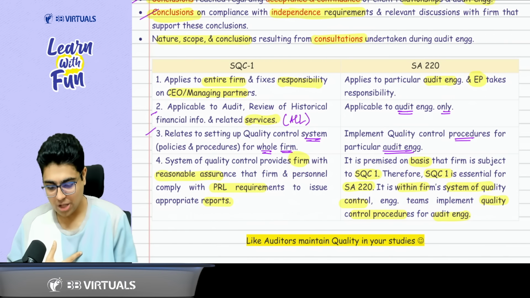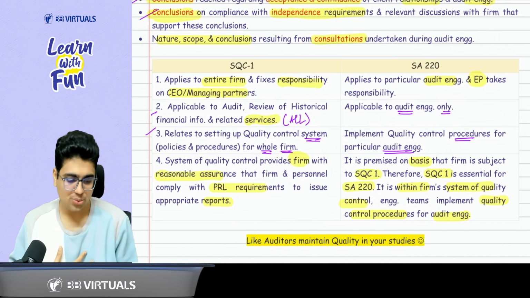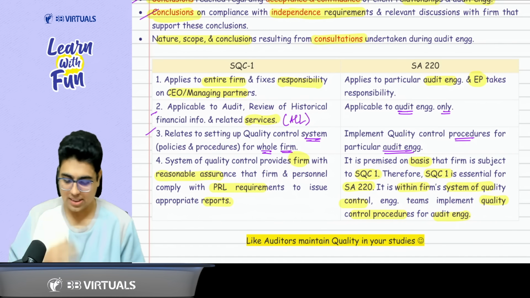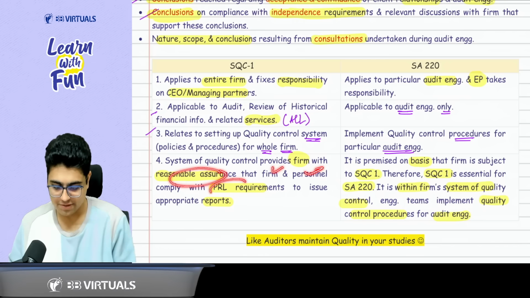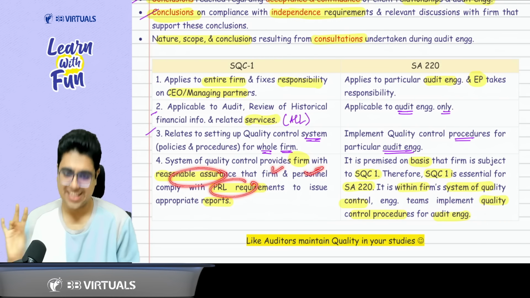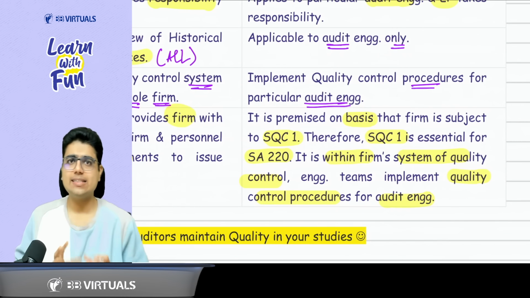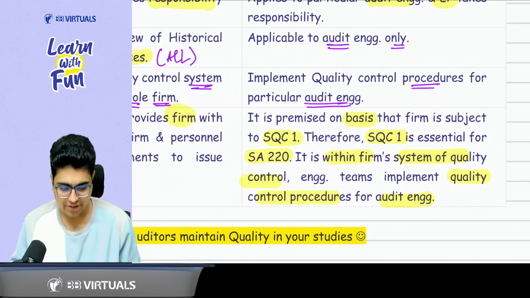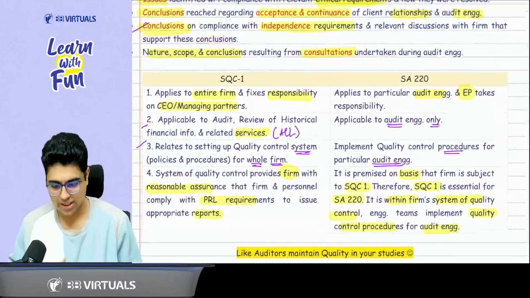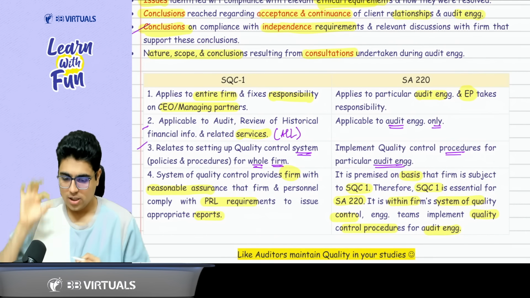Then, sir, who takes care of SQC-1? CEO or managing partner. Who takes care of SA220? Engagement partner. Now, sir, what is the objective of SQC-1? To give a reasonable assurance that the firm and the personnel comply with professional standards, regulatory and legal requirements, and the report is appropriate. If I talk about SA220, it just says that SQC-1 sets the base for SA220. SQC-1 provides the framework within which quality control procedures for audit engagements are designed. So again, this difference part, you should just be aware of it. That's it. So this is all about it.